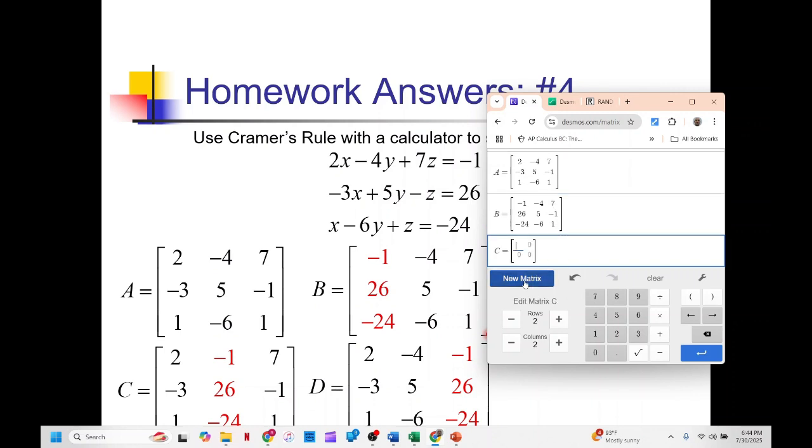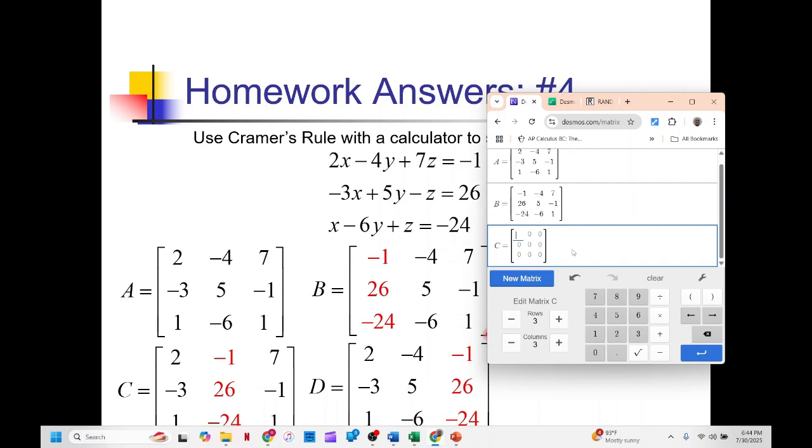Now on to the C matrix, which has 2, -1, 7, -3, 26, -1, and 1, -24, and 1. And finally, the D matrix, also a 3 by 3. That's got 2, -4, -1, -3, 5, 26, 1, -6, and finally -24.